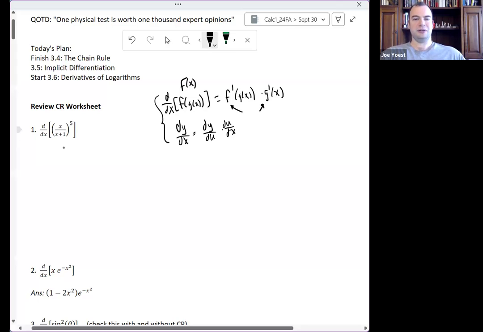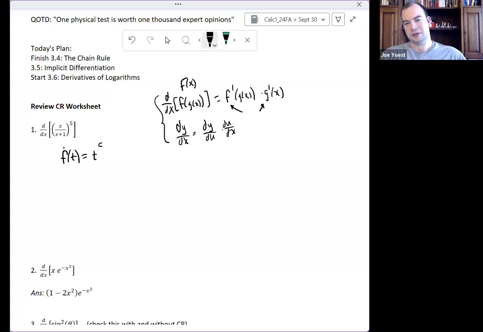But here I might say, okay, it looks like I have something to a power is kind of the main thing going on. So if I had, say, f of t equals t to the 5th power, what would that make g of x? Well, g of x would be the quotient x over x plus 1. And this looks pretty good, right? The composition does make my original function x over x plus 1 all to the fifth. I can differentiate f really easily, just 5t to the fourth. And g is not going to be super pretty, but I could do it. Okay, so what is f prime then?